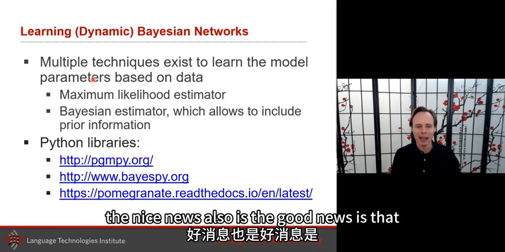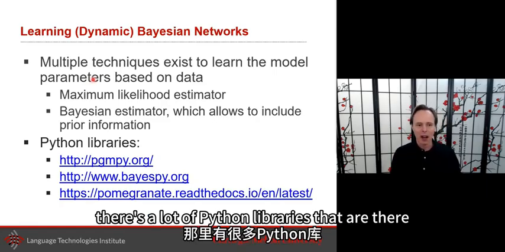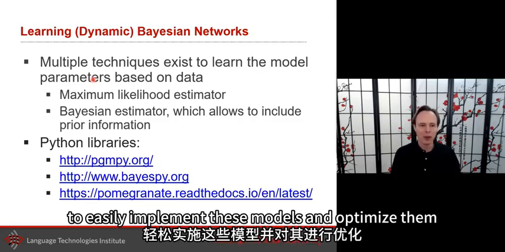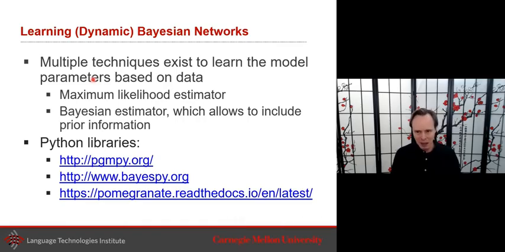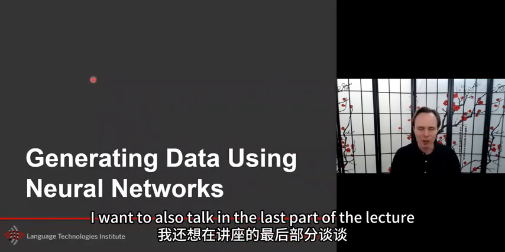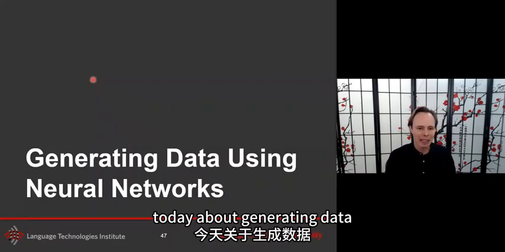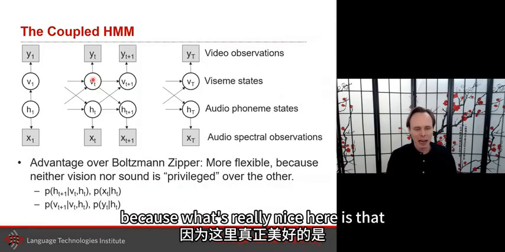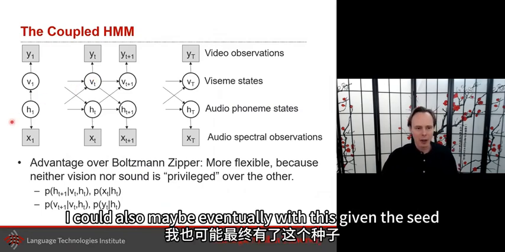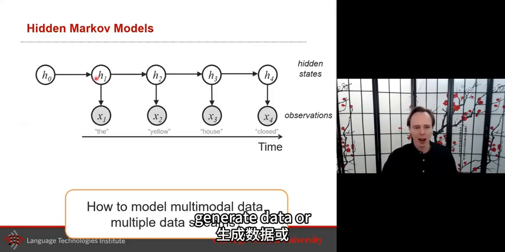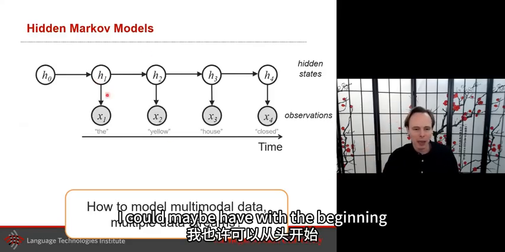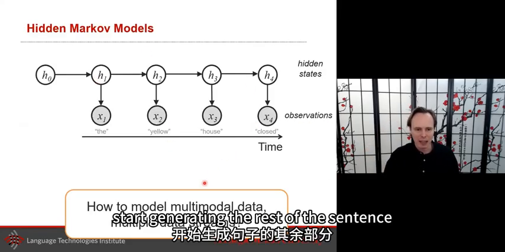The good news is that there are a lot of Python libraries to easily implement these models and optimize them. And we'll talk a little bit more about optimization next week. I want to also talk in the last part of the lecture today about generating data, because what's really nice here is that I could maybe eventually, given a seed, generate data, or I could start with the beginning and generate the rest of the sentence.